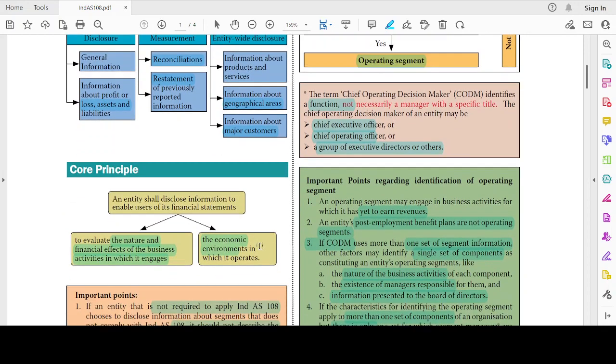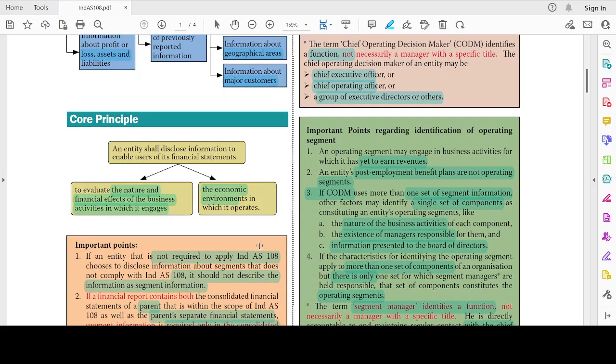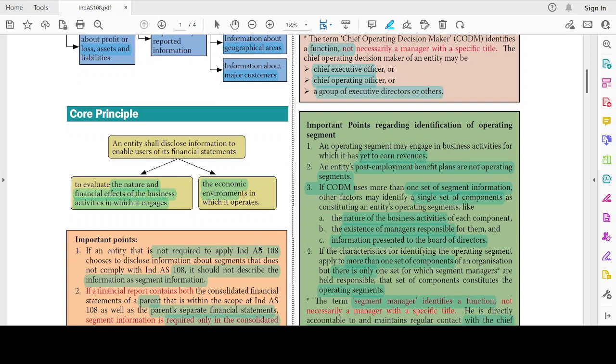That is the core principle. An entity shall disclose information to enable users of the financial statements to evaluate the nature and effects of the business activities in which it is engaging and the economic environment in which it is operating. So this segment information is going to give me an idea about the nature and financial effects of the business and also the economic environment. That's an important point to be noted here.